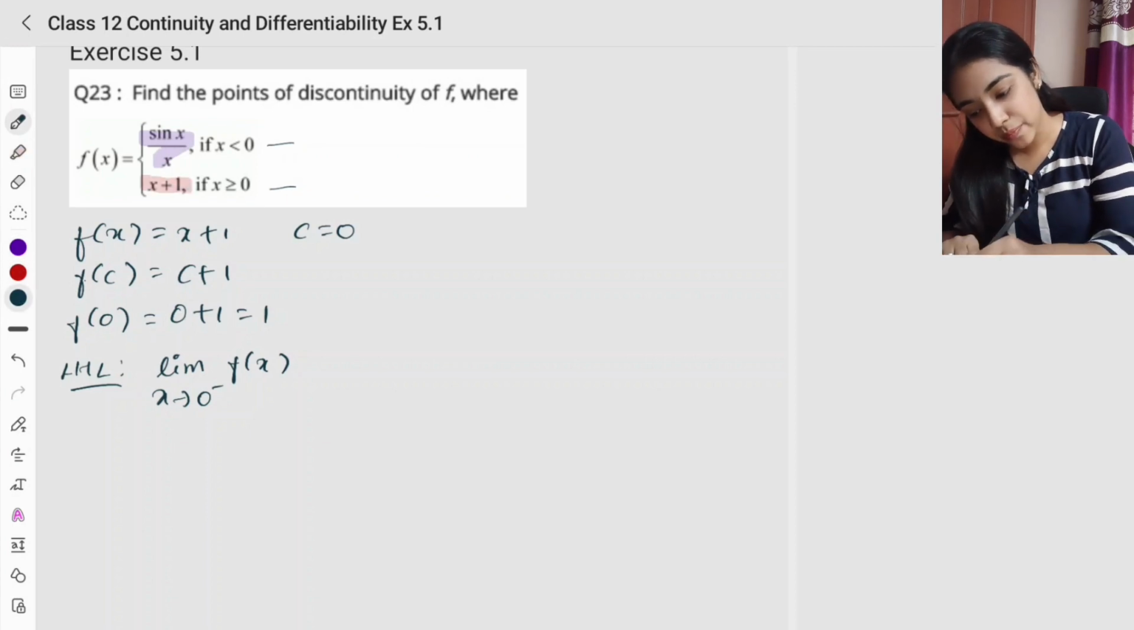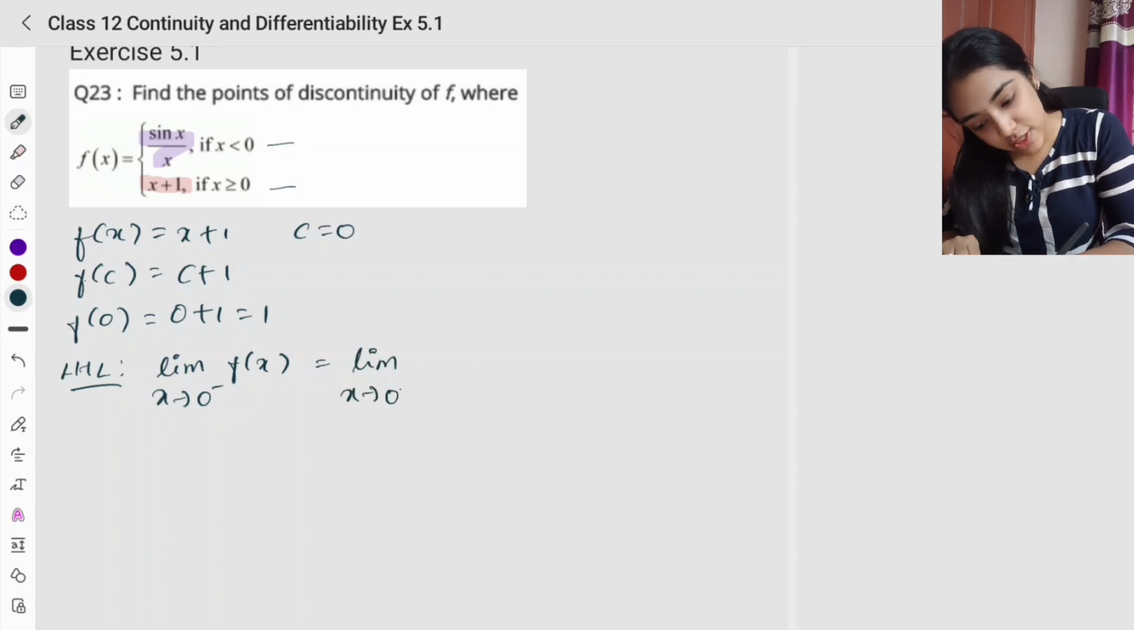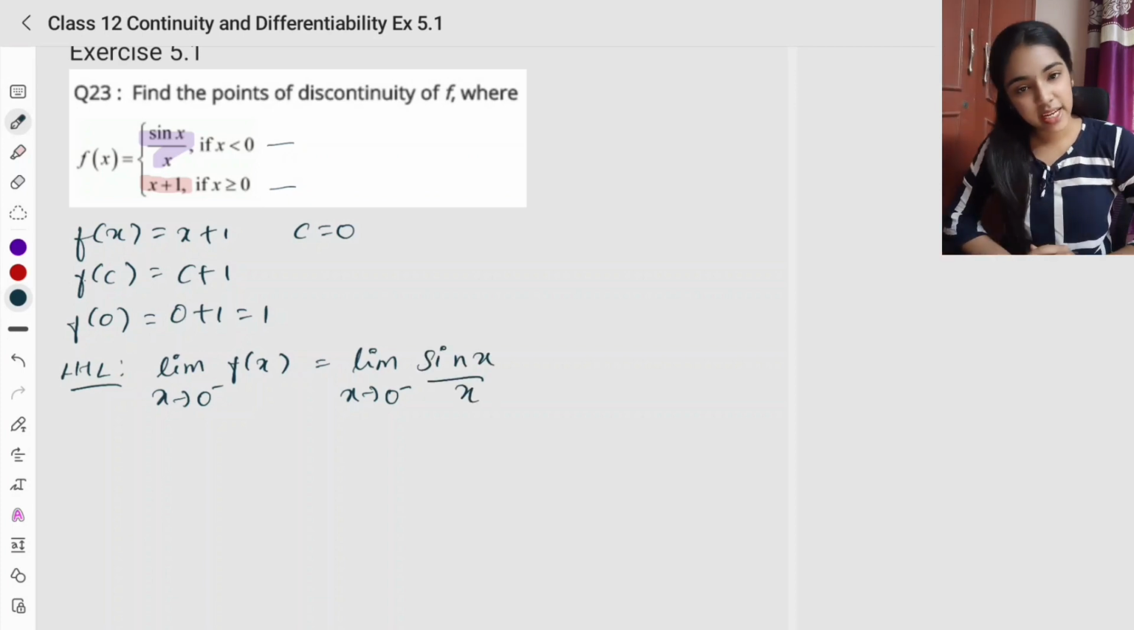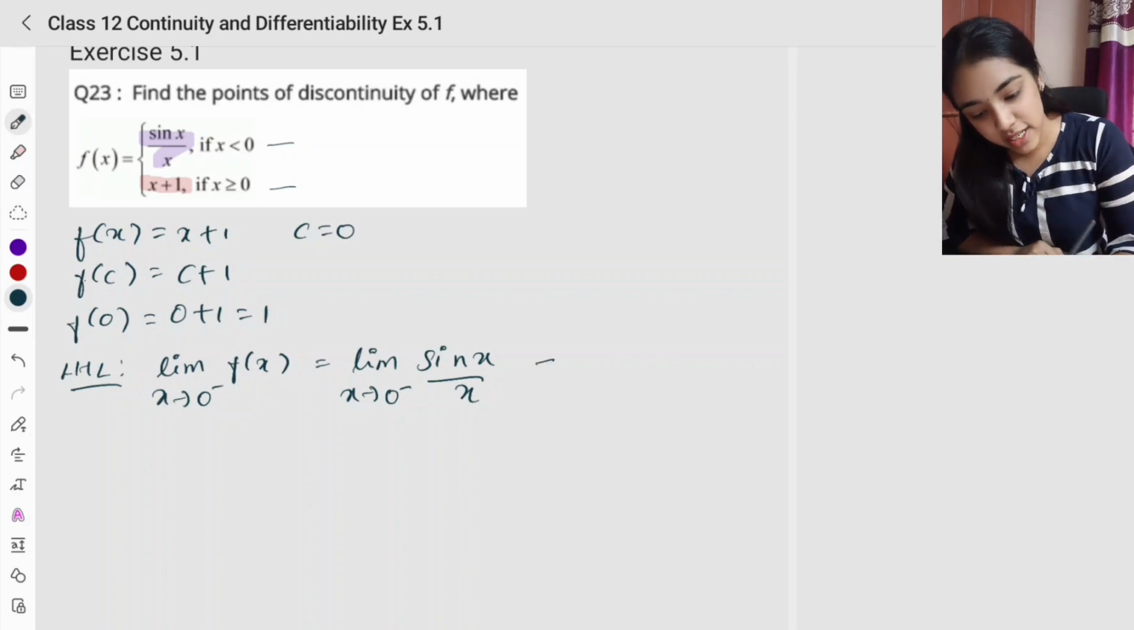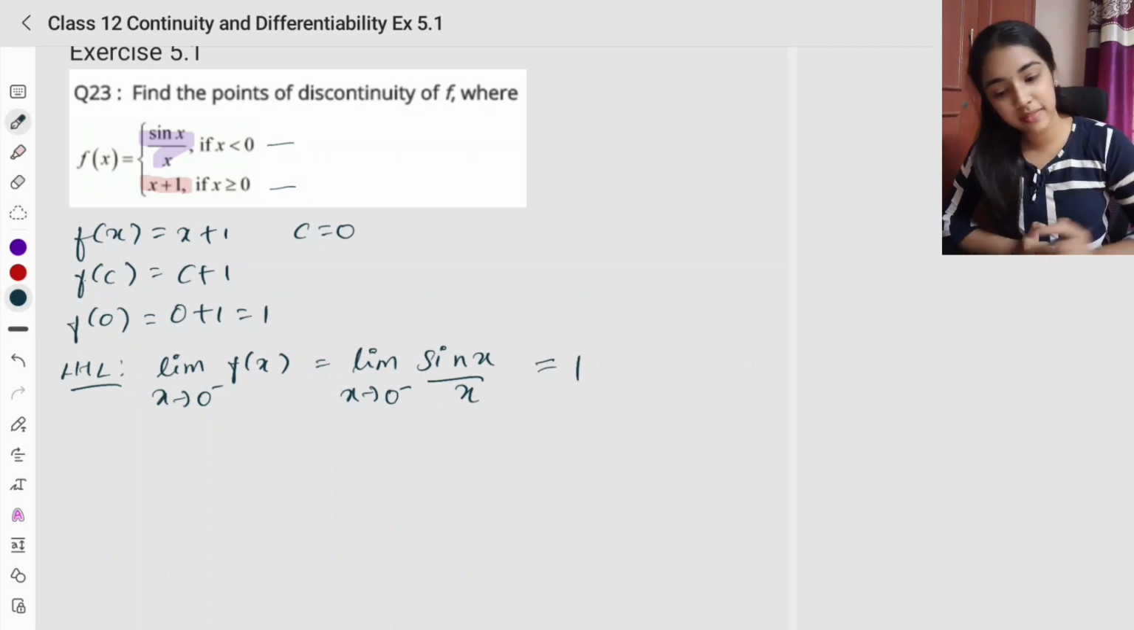So this is my left hand limit, and for the right hand limit this is going to be the value. Now this is equal to limit x tends to 0 minus of f of x, marked in purple, which is going to be sin x divided by x, when limit x tends to 0. So what is the value of this? It is going to be simply 1. You don't have to apply the value here.